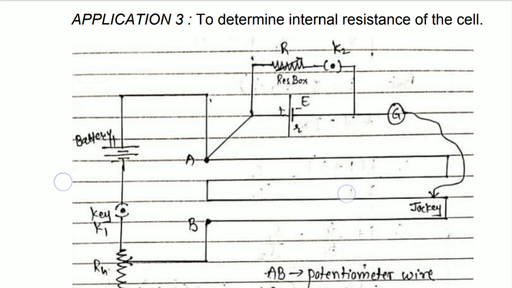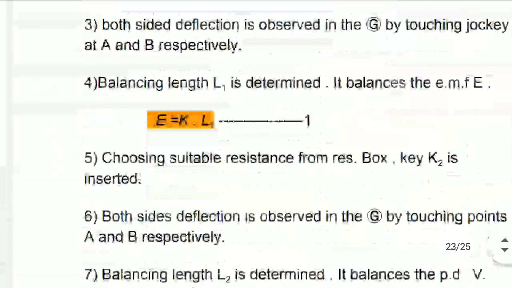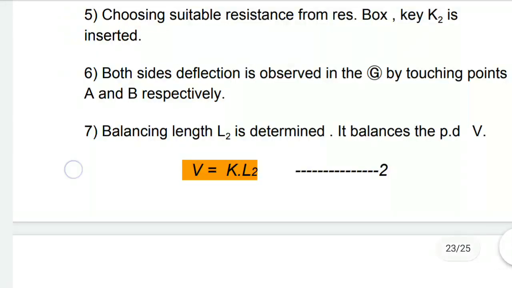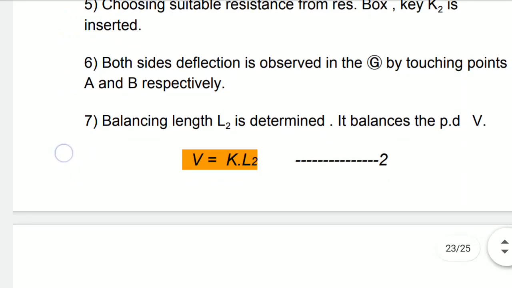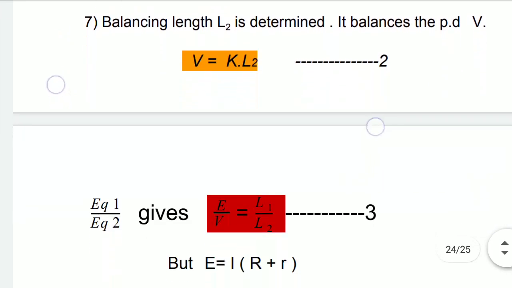At this instant of time, the potential difference across this external resistance capital R gets balanced. So therefore we are going to have V, the potential difference, equal to K times L2. That is equation 2 that I find.